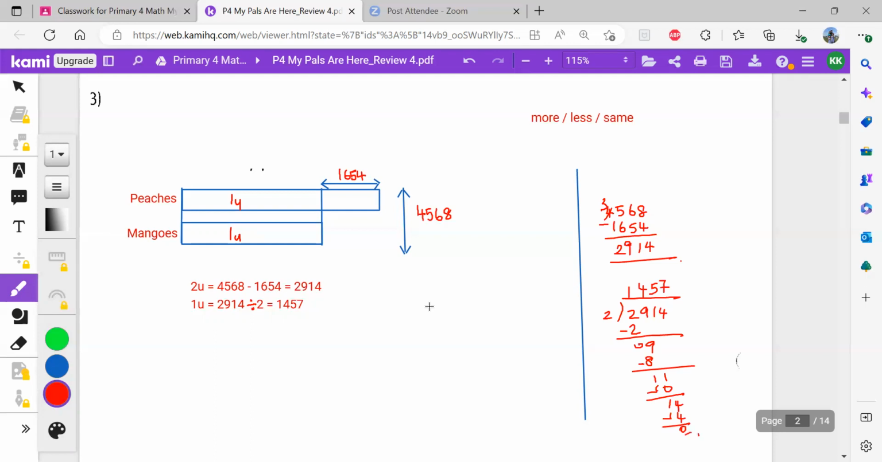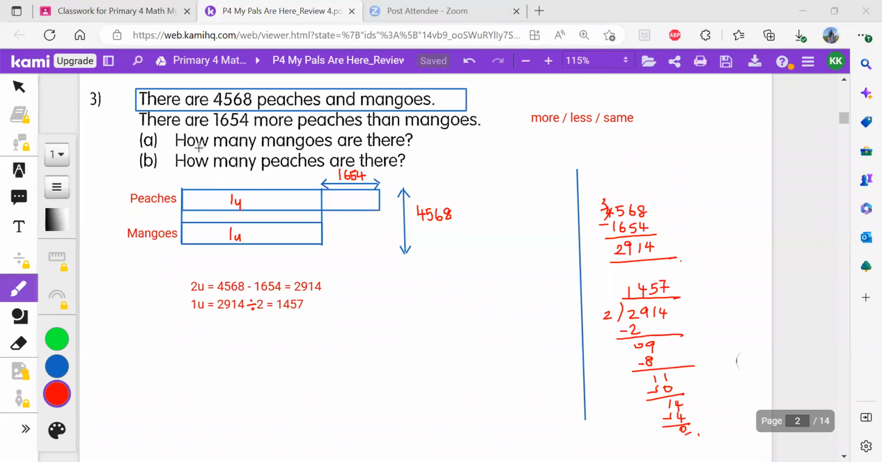All right, so once I know what is 1 unit, okay, I'm ready to look at the question again. What does the question want us to find? The question wants us to find A, how many mangoes are there? Do I know the number of mangoes? Yes, I do. The number of mangoes is simply 1 unit. So I know the number of mangoes, which is just 1457, 1 unit.